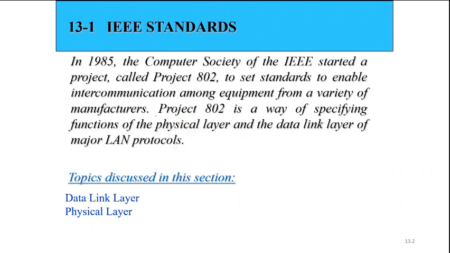So in Project 802, it defines different protocols related to LAN. This LAN protocol works with the help of the physical layer as well as the data link layer. Physical layer and data link layer are two important layers of the TCP/IP network model, and in these this LAN protocol works. For the physical and data link layers, different 802 protocols were implemented. We will be discussing them one by one. These protocols are called the IEEE 802 protocols, and we'll be looking at them one by one.